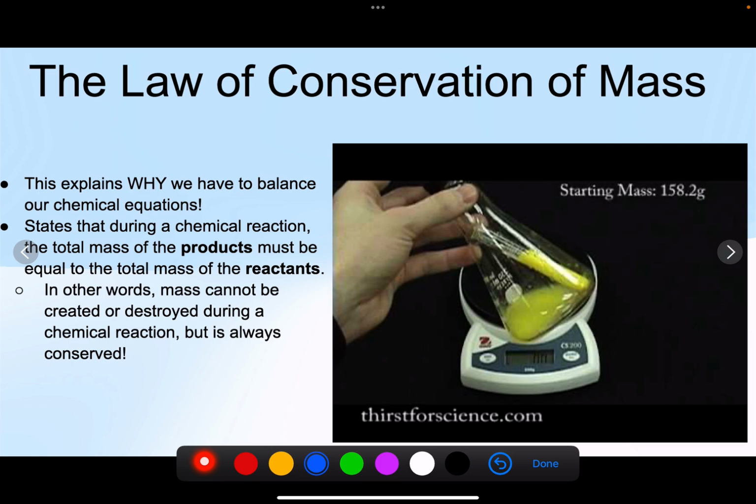The reason for this, the why, is the law of conservation of mass, okay? So it explains the why that we have to balance our chemical equations. This states that during a chemical reaction, the total mass of the products must be equal to the total mass of the reactants. In other words, mass cannot be created or destroyed during a chemical reaction.